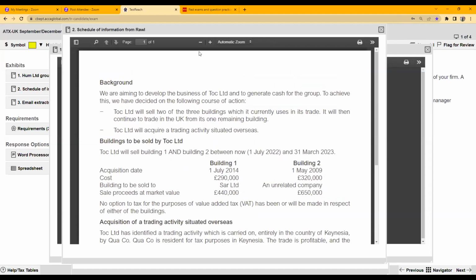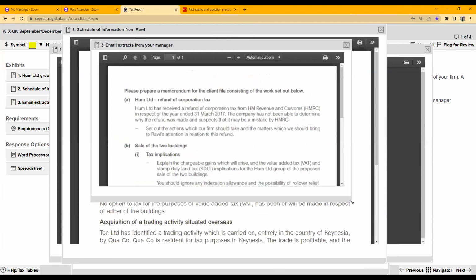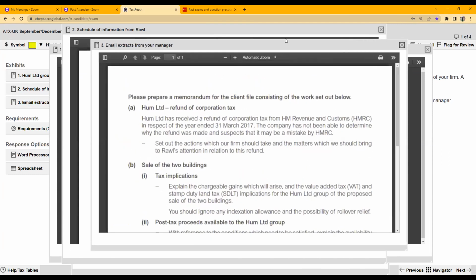We are done with the reading of the background of the companies. Now extract, the final thing where we'll come to know what should be included while answering this part, the entire question. Your manager is asking you to prepare a memorandum for client file consisting of the work set out below. Number one, you have to answer about Hum Limited refund of corporation tax. Hum Limited has received a refund of corporation tax from HMRC.